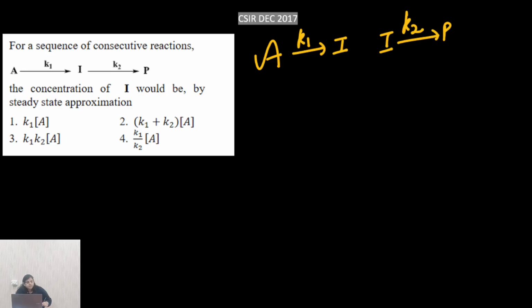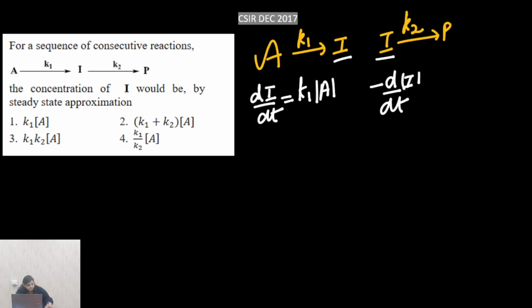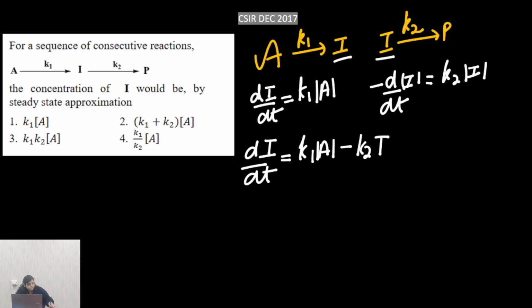So dI/dt we have to equate to 0 because the steady state approximation has to be applied upon this intermediate because it is formed in one step and consumed in another one. Okay, so here dI/dt will be equal to K1 times A, and in this, minus dI/dt will be equal to K2 times I, right? So the overall net rate of formation, which is dI/dt, will be equal to K1 times A minus K2 times I, and this is equal to 0, right?